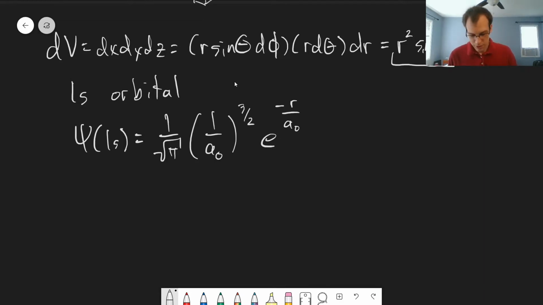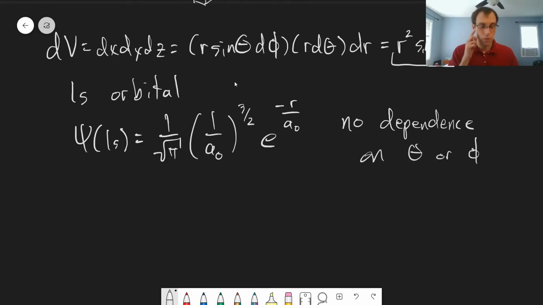So one thing we'll see is this particular function has no dependence on either of our angles. It doesn't depend on theta or phi. And this is a property of s orbitals that you're familiar with because they're spherically symmetric, right? It doesn't matter which way the angle points. You get the same value no matter where you go. And so that's what makes s orbitals the shape that they are.